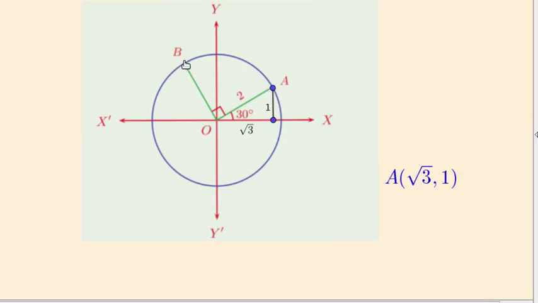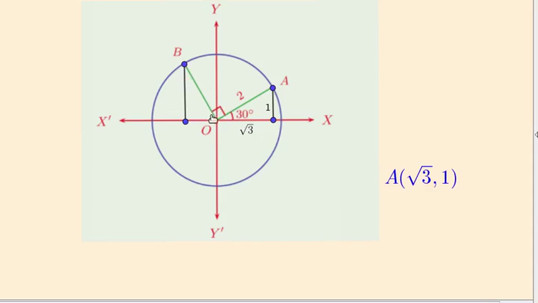Similarly, you can find the coordinates of B. What you have to do? First, you draw the perpendicular from B to the x-axis. This is the perpendicular line. Now, you will get a right triangle here. This is 30 degree. Here 90 degree is known. Therefore, total is 180 degree. 30 plus 90 is 120. Therefore, the remaining angle is 60 degree.